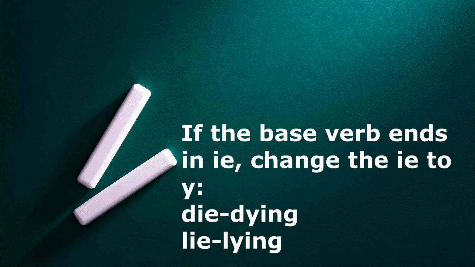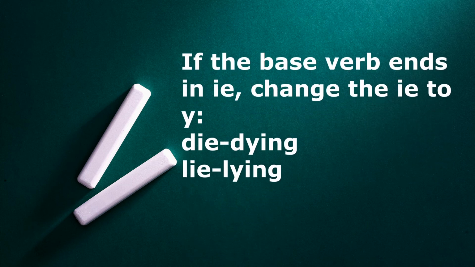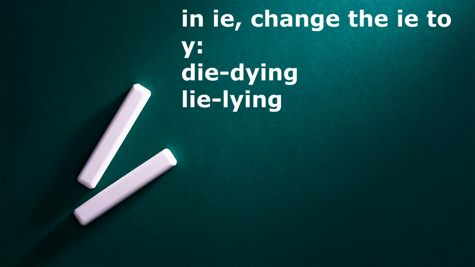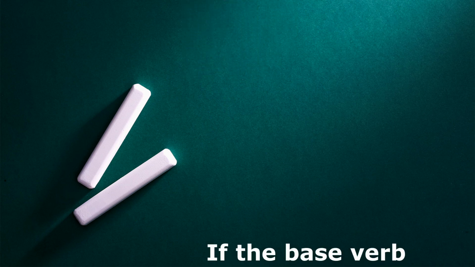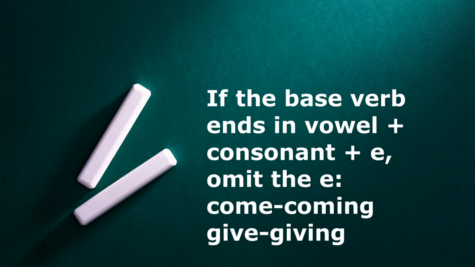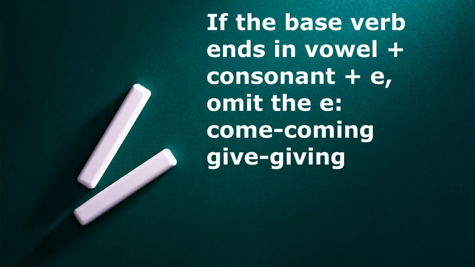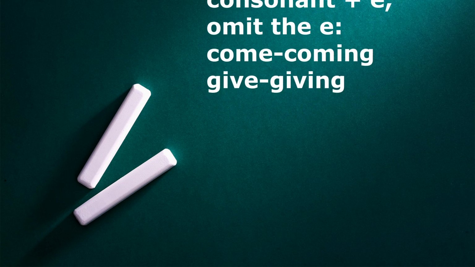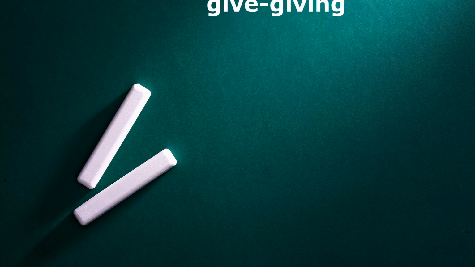If the base verb ends in IE, change the IE to Y. Examples: die, dying, lie, lying. If the base verb ends in consonant plus E, omit the E. Come, coming, give, giving.